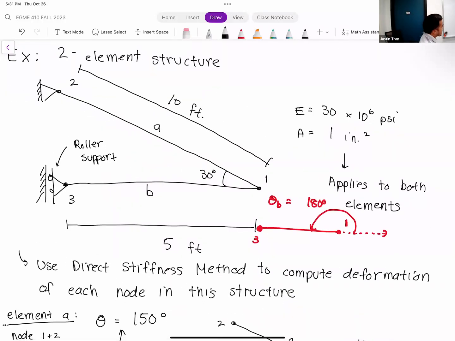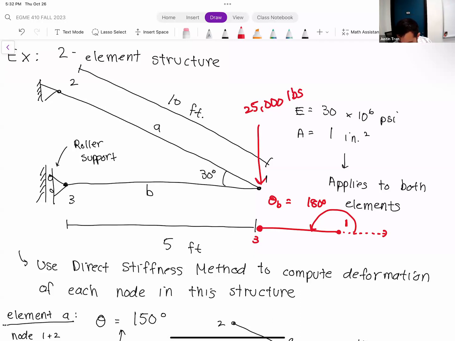Last time we were talking about this particular structure right here. It's a two-element truss. We have a slanted element and a horizontal element. The angle that's shown there is about 30 degrees, and we want to solve for the solution of this truss. I just realized I forgot to give you something, which is the load. The load is here, which is 25,000 pounds. So we have a downward load on node 1 in the amount of 25,000 pounds.